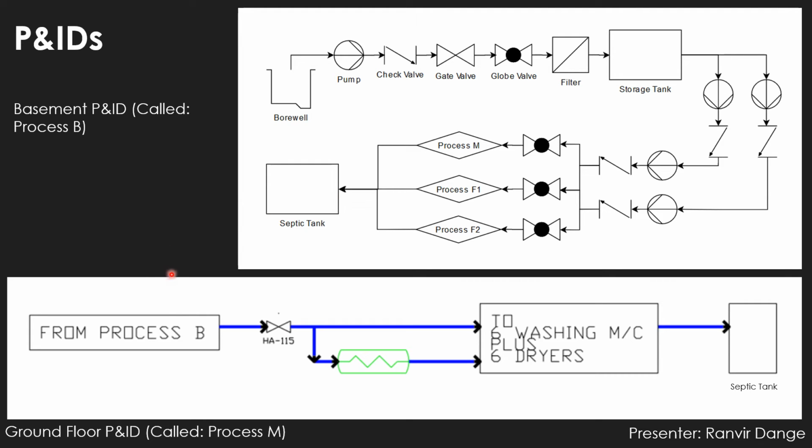The image at the bottom shows process M. The process M is fed from process B, which is the basement, and the cold water inlet is fed into the system. After this, the line branches into two sections. The second section has a heat exchanger which heats up the line. Therefore, there's a cold and hot water line to the rest of the floor. These lines get fed into 6 washing machines and 6 dryers, after which they go to the septic tank.